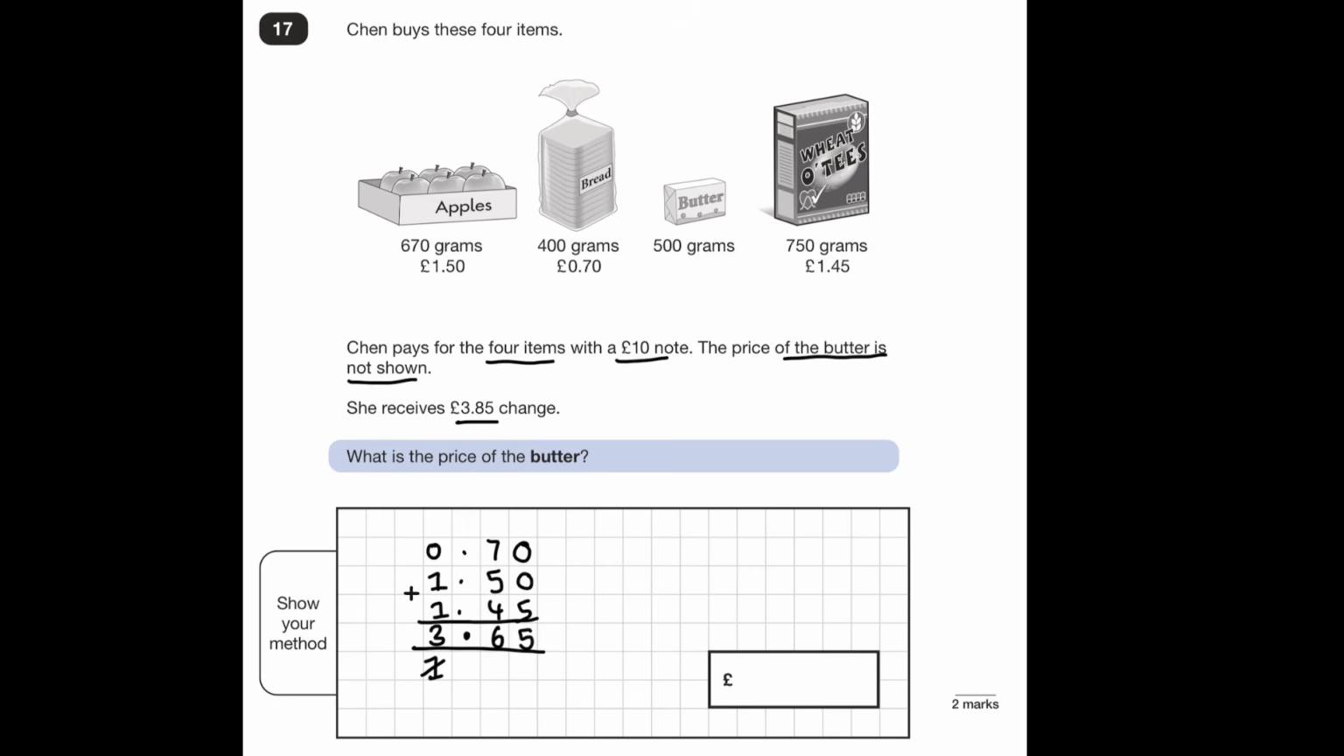£3.65. This is how much Chen paid for the 3 items that weren't butter. And we know that she received £3.85 change. So we're going to add these two figures together.